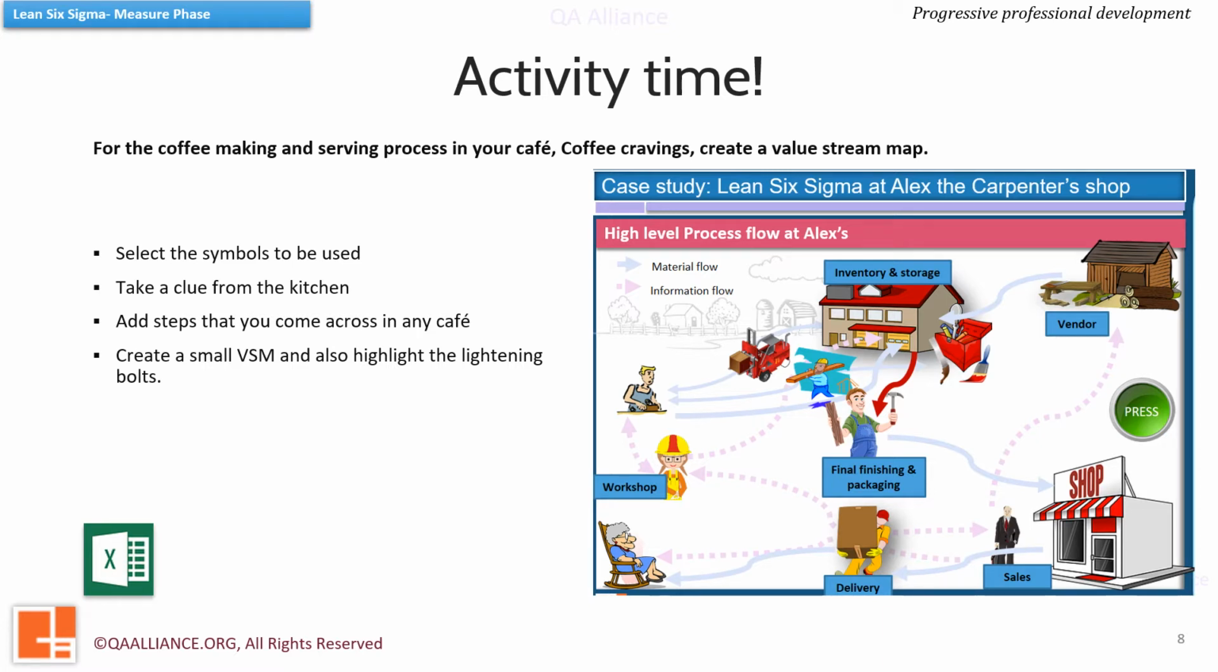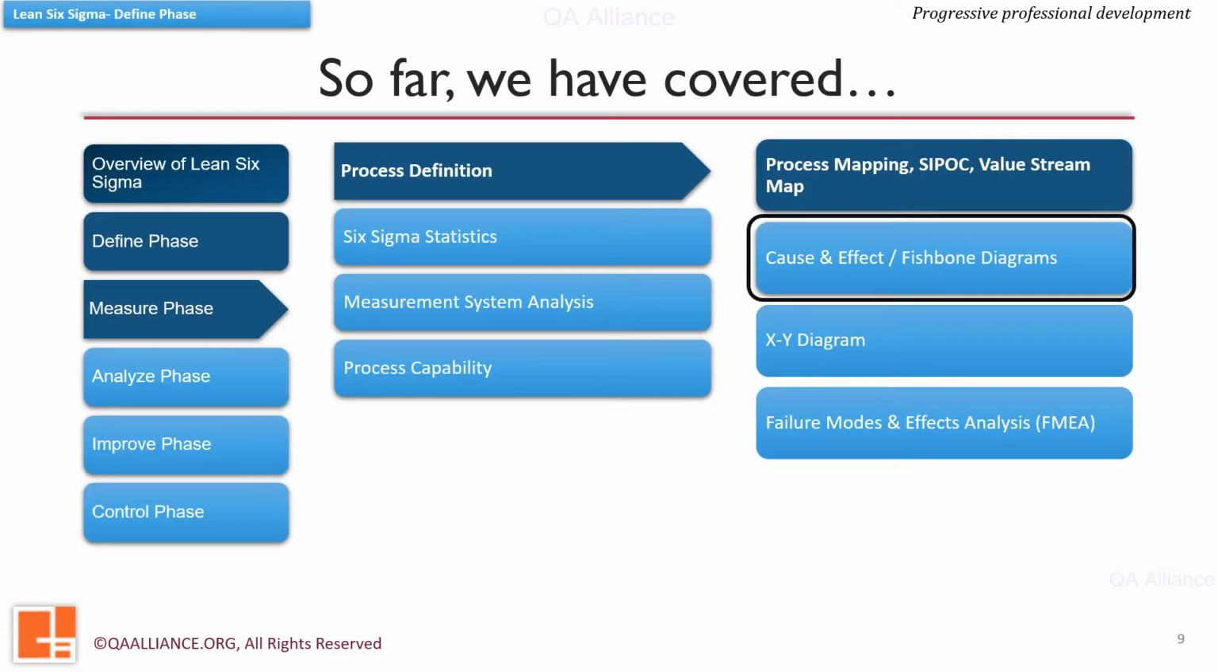We also have 2 more exercises for you in this lesson from Alex's shop. Please create a flowchart and SIPOC from the process flow available here. This picture is also available in the case study shared with you in the exercise workbook. Now we will move to the next lesson.